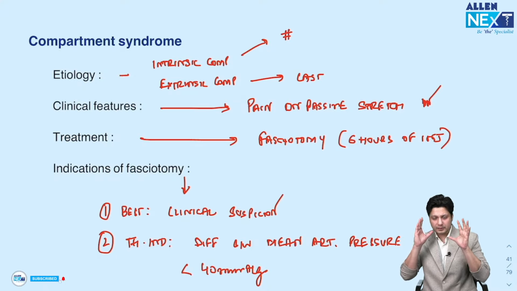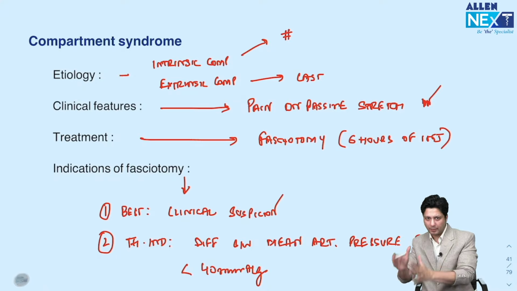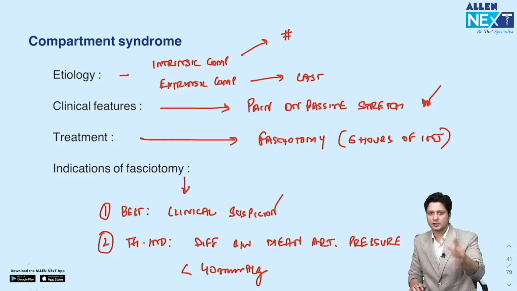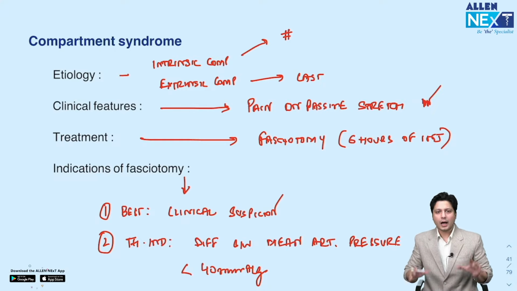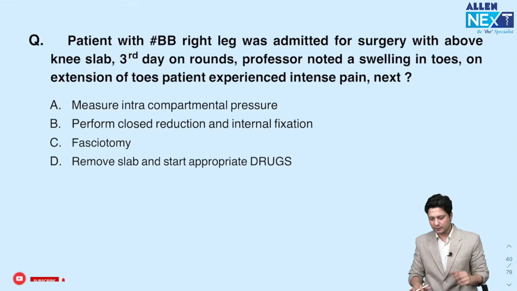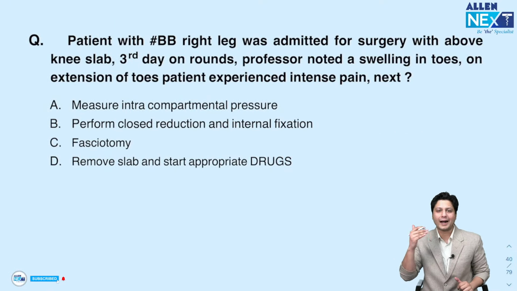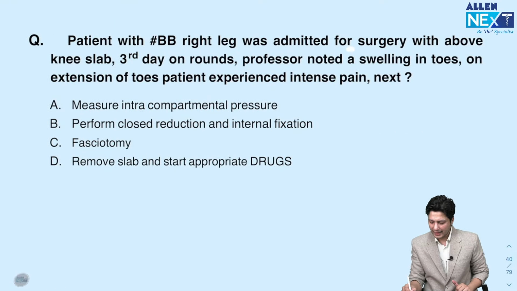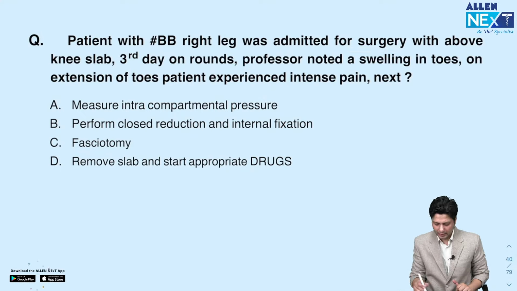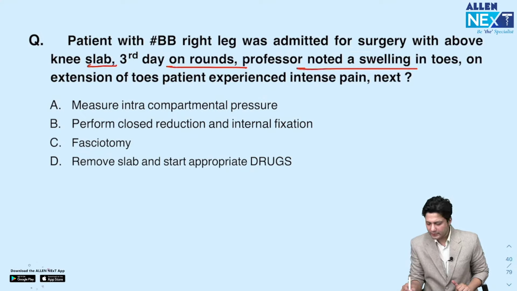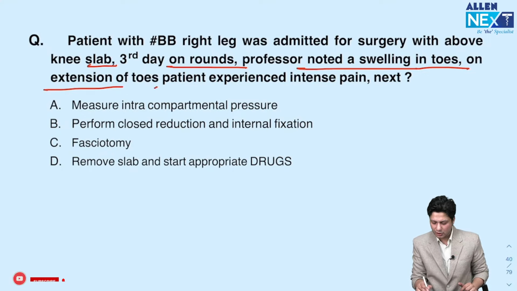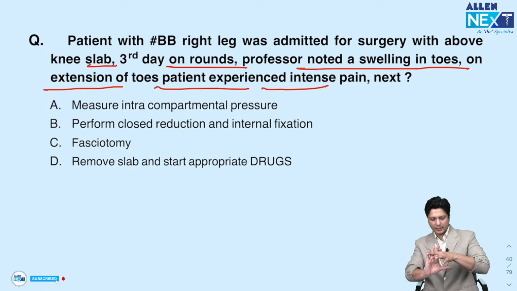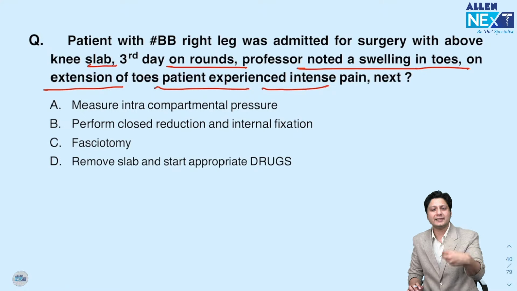When you have a patient who might be suffering from compartment syndrome, then based on your clinical suspicion, you are going to perform the fasciotomy. Now let's come to common sense related questions. Like the question which was asked: a patient who had a fracture of both bones of the leg was admitted for surgery with an above-knee slab application. On the third day on rounds, the professor noted swelling of the toes, and on extending the toes, the patient experienced intense pain.